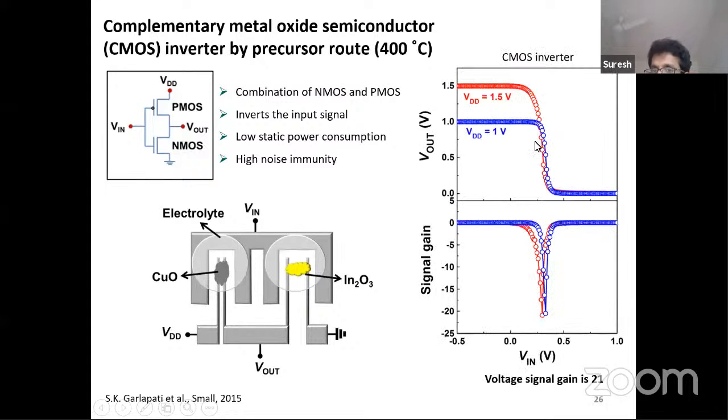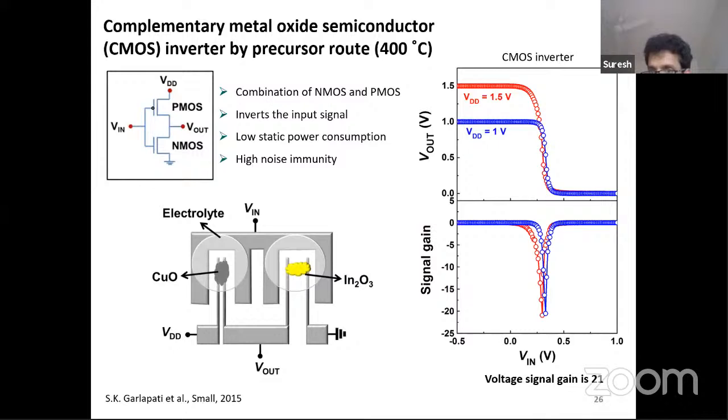If I compare the CMOS inverter graph, what we have here is the output voltage graph and the input voltage. So we can see when the input voltage is actually very low, so this is less than 0, the output voltage is very high. This is 1 volt in case of 1 volt of drain voltage, and 1.5 volt in case of 1.5 volt of drain voltage. So you can get high output for a low input. Okay, so we are inverting the signal. So just understand again, we are inverting the signal.